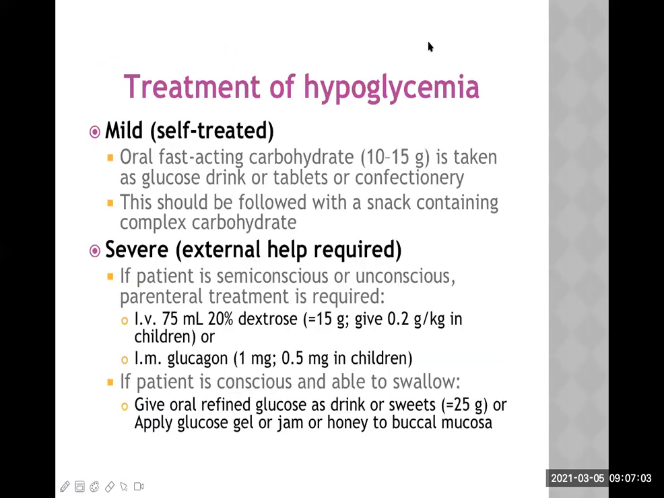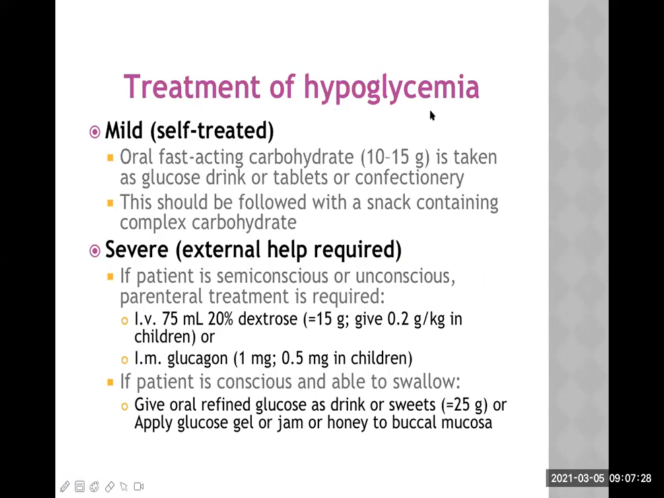Now let's talk about how to treat. Confirmation is very easy. It is done by measuring the blood sugar level. If it is less than 3.5 millimole per liter, the diagnosis is made very easily. Another way of diagnosis is examining the patient, taking a good history and physical examination. We have just discussed that.